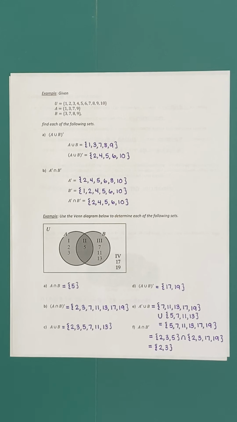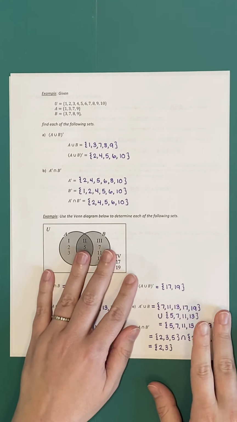Just keep in mind, parentheses always come first. Then you do operations working your way inside, outward. If you don't have any parentheses, individual complements to individual sets come first. And then you just work left to right with your unions, with your intersections.